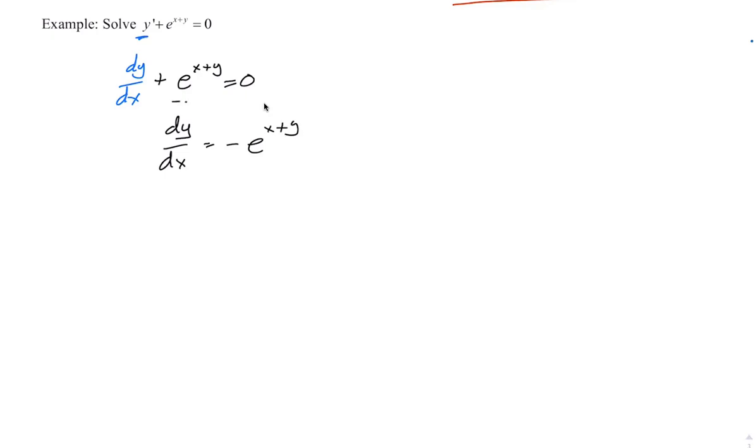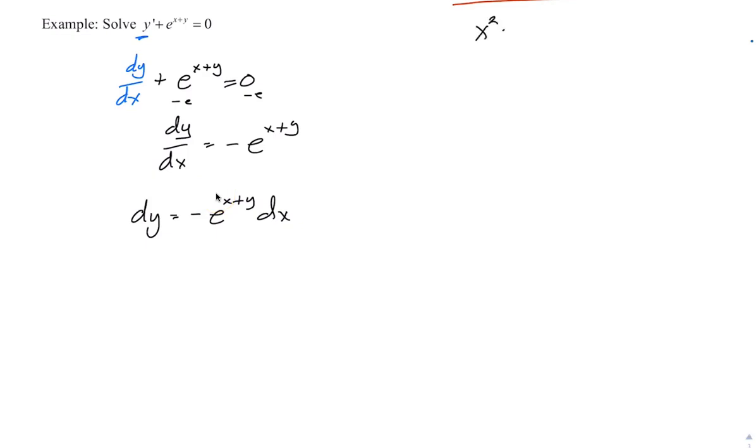Alright, let's subtract this from both sides. Next, we got to work on separating, right? So let's multiply the dx to both sides. So I'm going to get dy equals negative e to the x plus y dx. Now, you're saying, how am I going to separate that x and that y? If it was just x plus y, it was not possible. But there's an e here. So we use some algebra tricks to help us here. So let's review that a little quick.